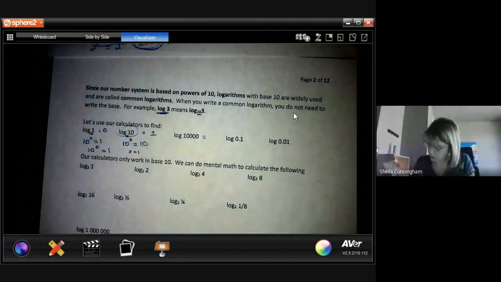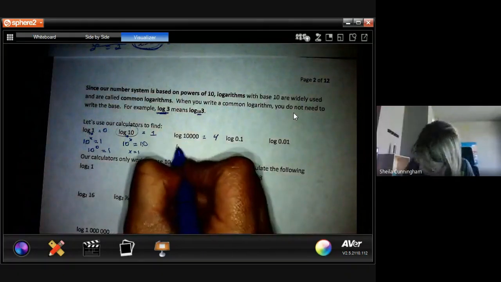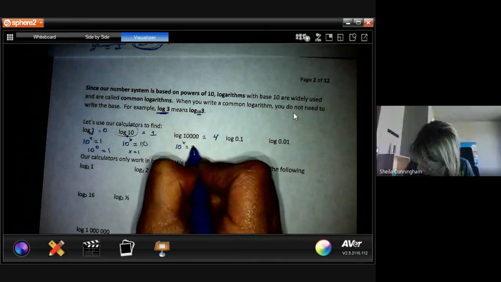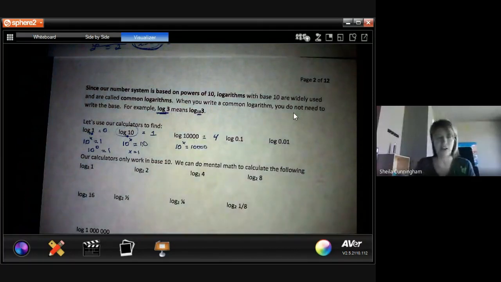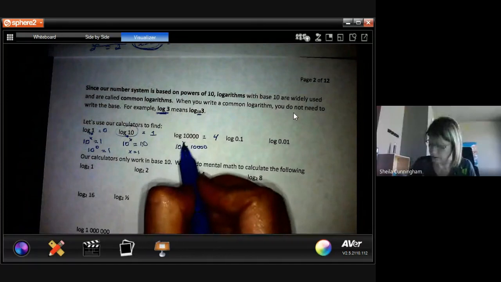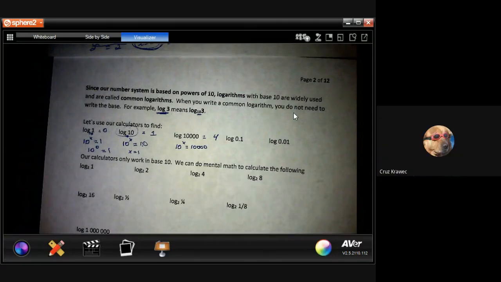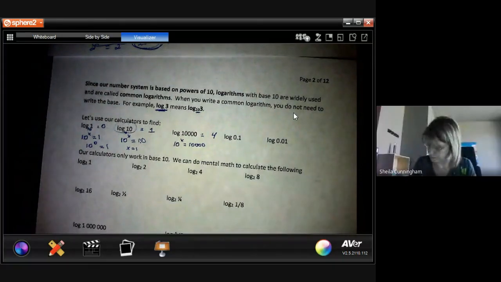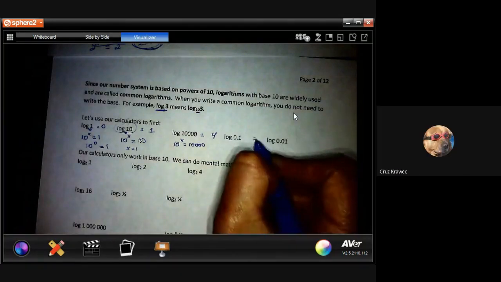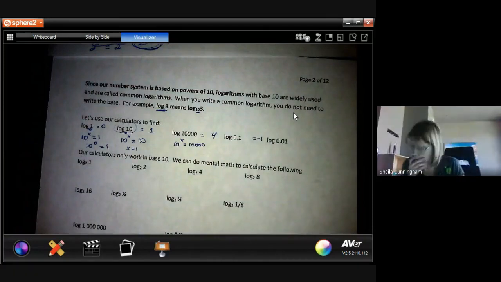So if I look at the log of 10,000, your calculator should tell you the answer is 4, right? Again, I'd be saying 10 to what power gives me a resulting answer of 10,000? 10 to the power 4, which means 10 times 10 times 10 times 10, gives me 10,000. And then if I do log of 0.1, I'm getting -1 as an answer.